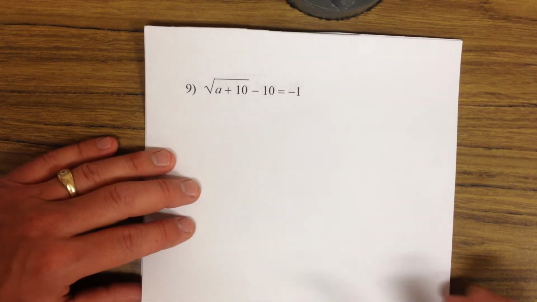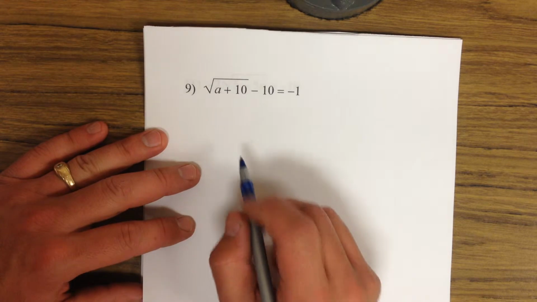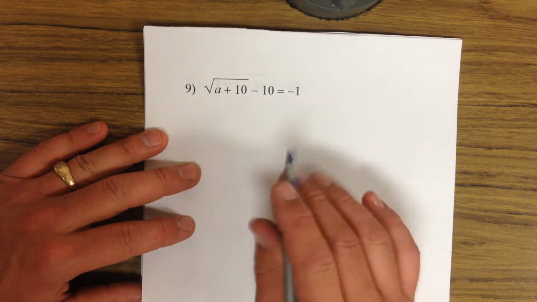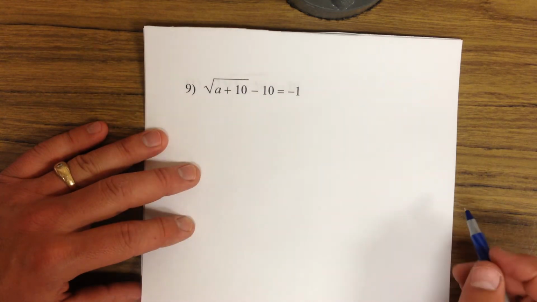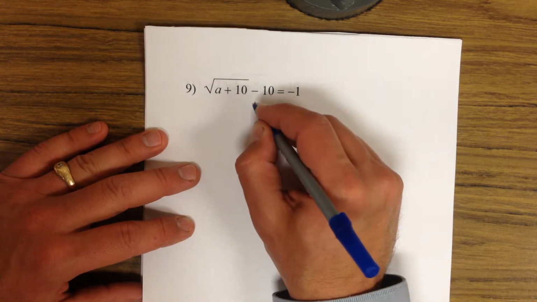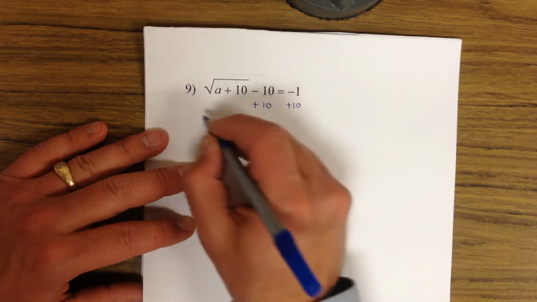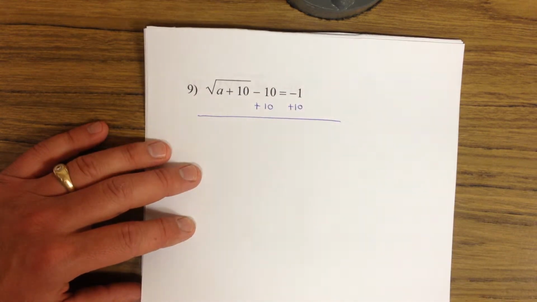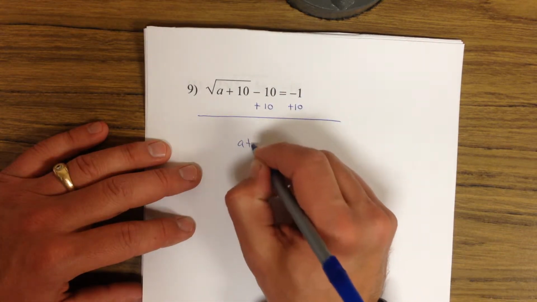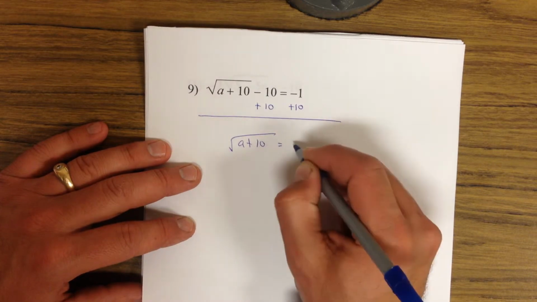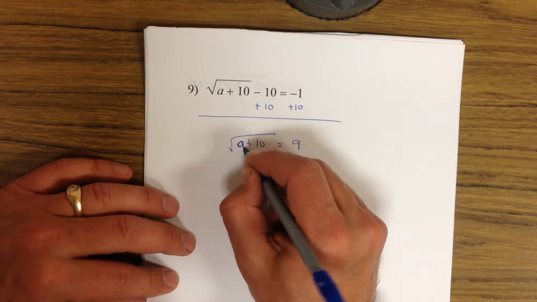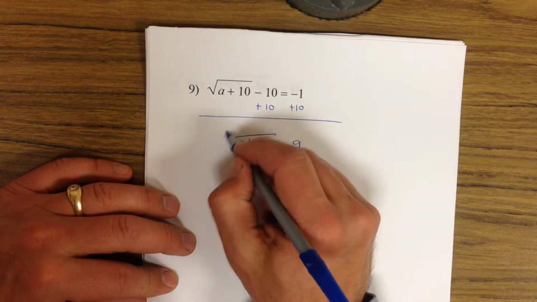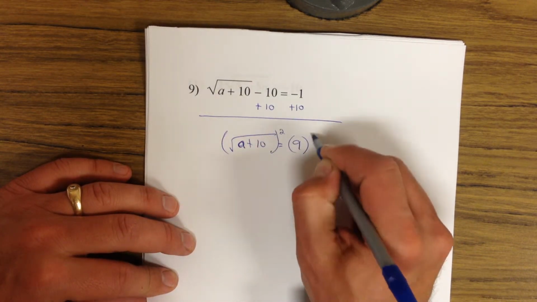Now, one like this, you have to make sure you get the radical all by itself before you square. So I had you write that out in your notes with a big star by it, and a lot of you forgot to do that on the quiz. So I want to add 10 to both sides first, and then, that's an A, once the radical is all by itself, then I can go ahead and square.